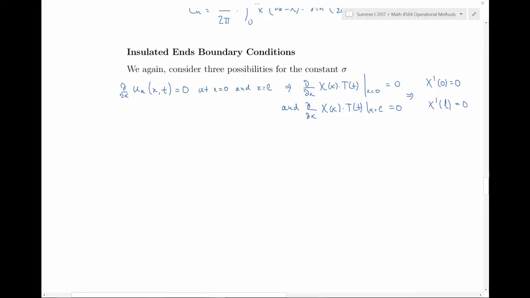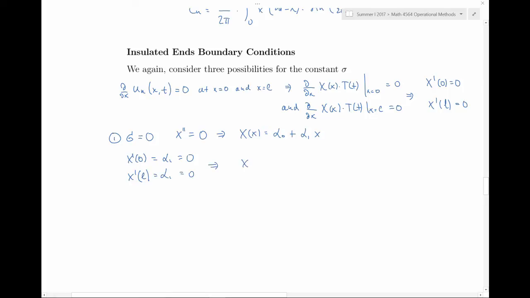Just as before, we're going to consider 3 different cases. Case 1 being sigma being 0. This leads to the equation for X being X double prime equals 0, which again leads to X(x) being alpha naught plus alpha 1 x. Imposing the boundary conditions, we get that X prime at 0 equals alpha 1, and that should be 0, and X prime at L, that also equals alpha 1, and that should be 0.